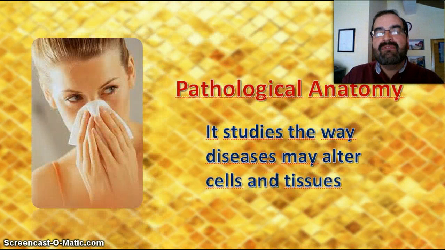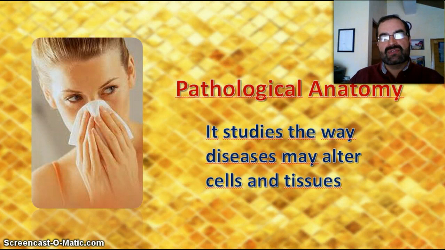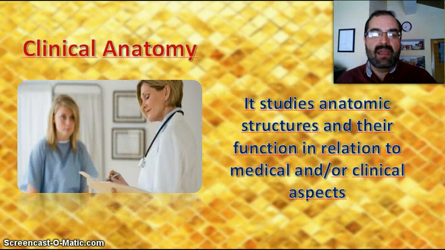Let's continue. We have pathological anatomy. This one studies the way diseases alter cells and tissues, and that's important because some diseases, like cancer, cause important transformation and changes on the anatomic structures in humans.